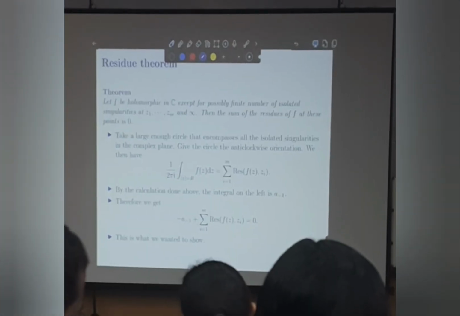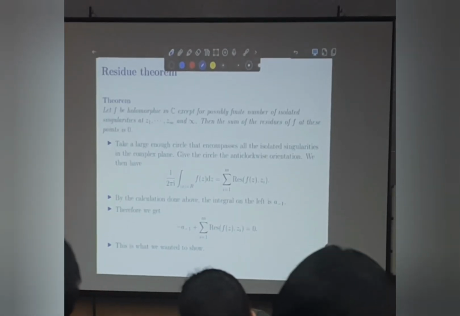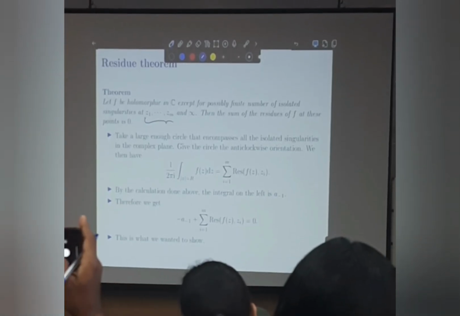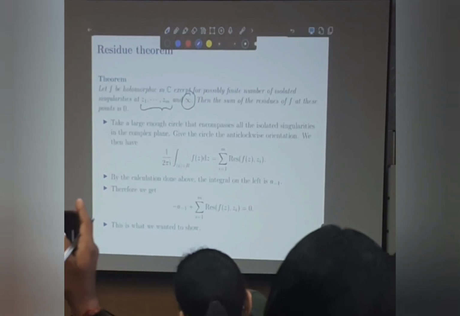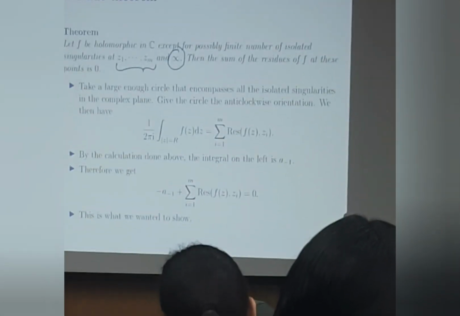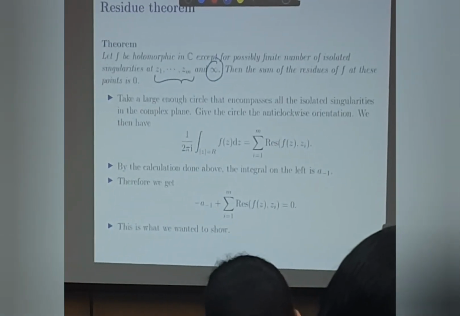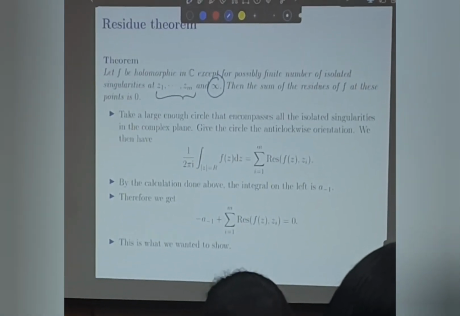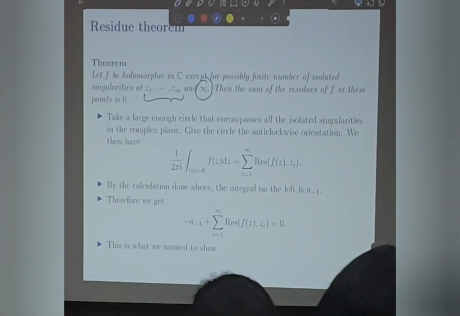So let's say we have f be holomorphic in C, the complex plane, except possibly for a finite number of isolated singularities. So there are finitely many isolated singularities, but you also consider infinity as a potential isolated singularity. Then what Cauchy's theorem tells you is that the sum of residues of f at these points, including z1, z2, up to zn and infinity, is always 0.